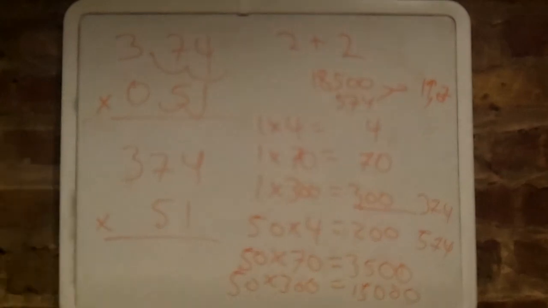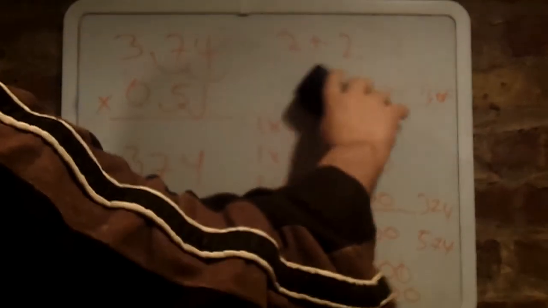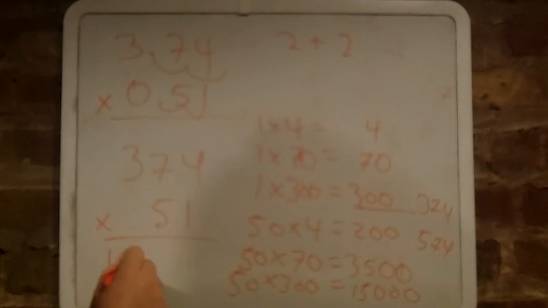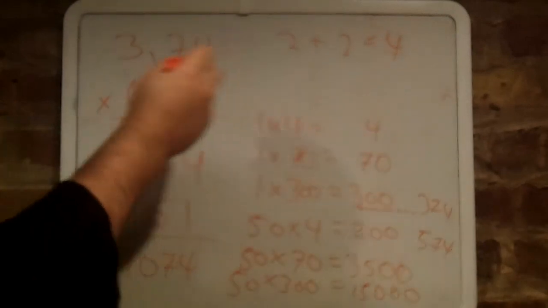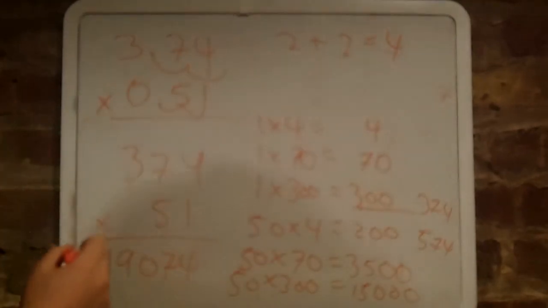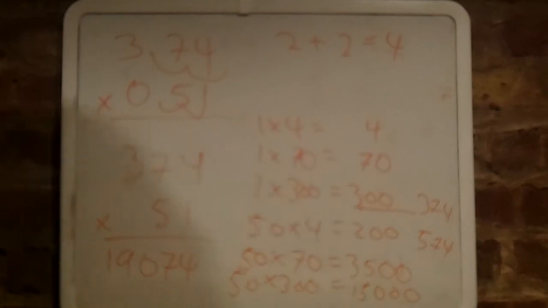I'm running out of room there, so I'll just write it down here: 19,074. Okay, but remember, we moved our decimal points 4 places. So that means when we get to the very end, we have to move it back 4 places.